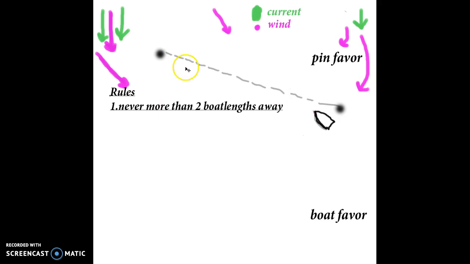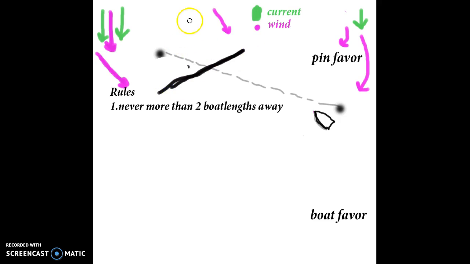Okay, what I mean by 2 boat lengths away is 2 boat lengths in the wrong direction, far away from it. So here's the line, 2 boat lengths. Okay, well, I guess if a boat's that big, it should be a little farther away. But 2 boat lengths. Here's our 2 boat length line, okay?